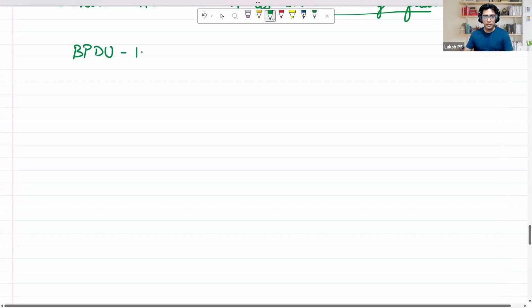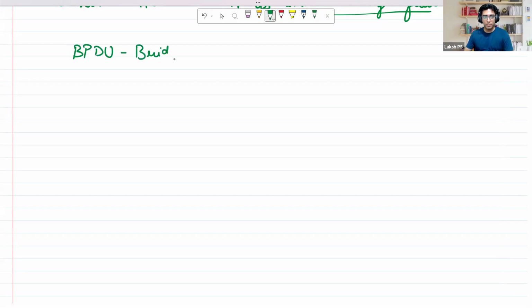BPDU. Full form is Bridge Protocol Data Unit. Okay. We also call it spanning tree BPDUs. Simple. It's a protocol data unit, or a bridge protocol data unit.